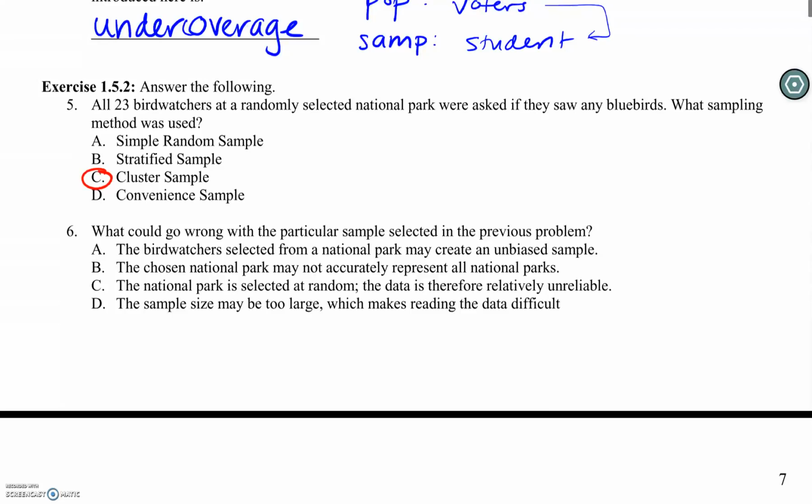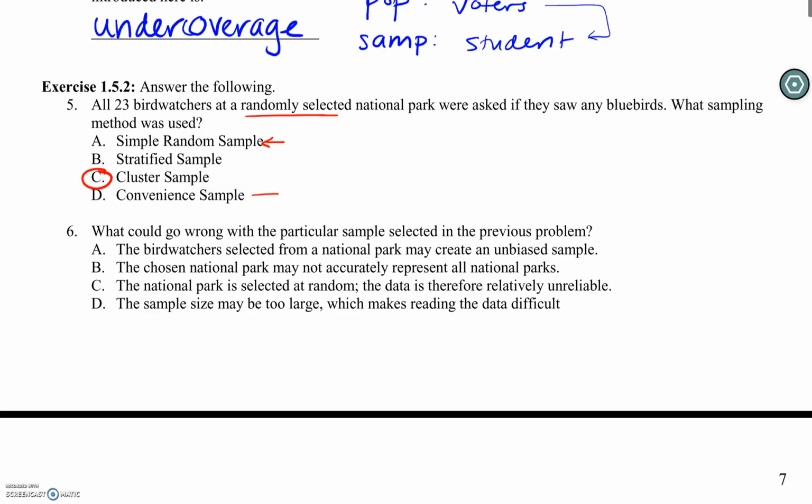I know why people choose the other ones. Students sometimes choose simple random because they see randomly selected. There's random selection in every sampling method. The only one that's a little bit different maybe is the systematic, but it's always going to say something about randomly selected. So don't jump into simple random because of that.